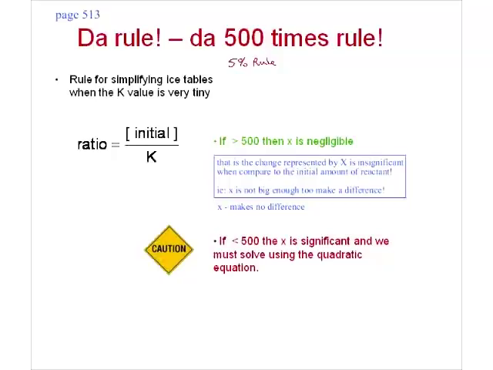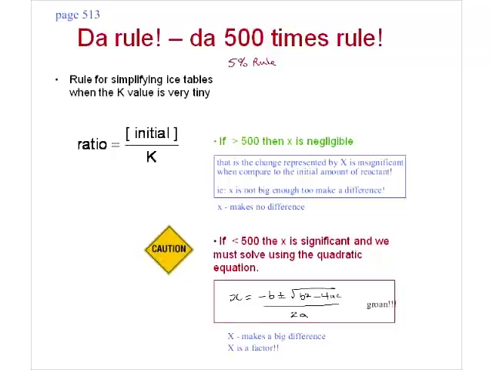So that's what we're trying to do, is just trying to get a feel for how much the loss is. Is it a significant loss? If it is, we've got a big calculation to do. If the loss is insignificant, then we can just ignore it. And here's what I'm talking about. If it's a significant loss, we would have to do the quadratic equation, and x would make a great big difference. X would be a big factor. And I'll show you an example in a sec.